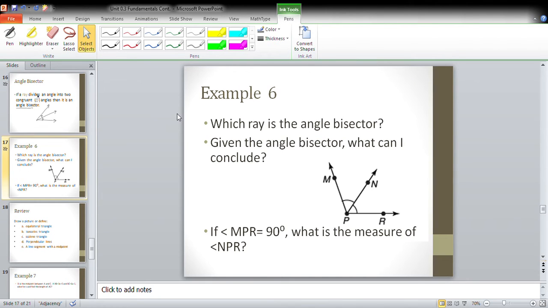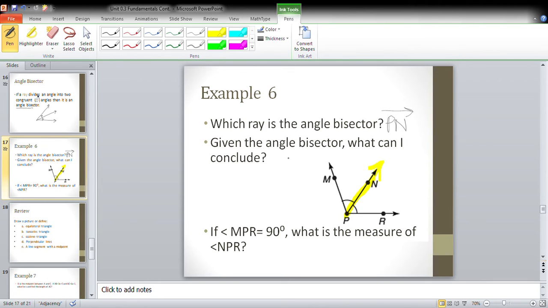So if we look at example 6, we have: which ray is the angle bisector? Well, which one is cutting the angle in half? It's pretty easy to see, right? I have P over here, and the ray is going off towards N. This is my angle bisector. That's cutting up MPR. So again, what is the ray's name? Well, the endpoint is going to be P. The point on the ray is N. So again, our arrow always points to the right. So PN is the ray.